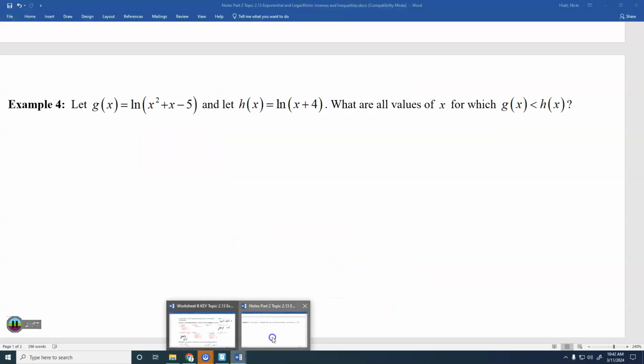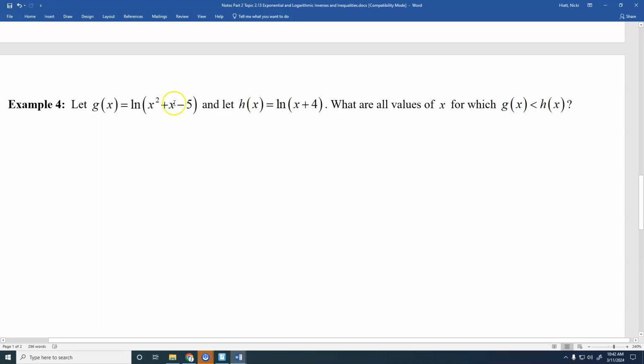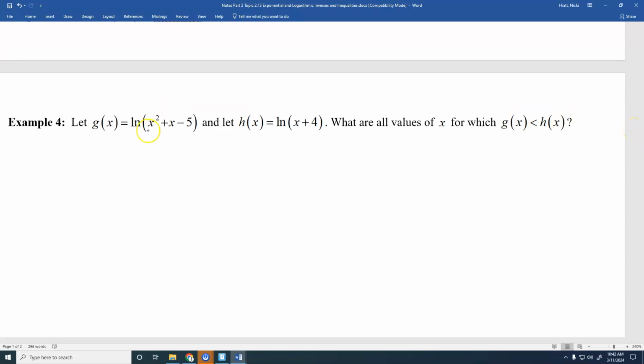All right, so for this one, they give you two functions, and they're asking you which values g of x is less than h of x. So we're going to take g of x, which is natural log of x squared plus x minus 5, and it's got to be less than h of x, which is natural log of x plus 4.